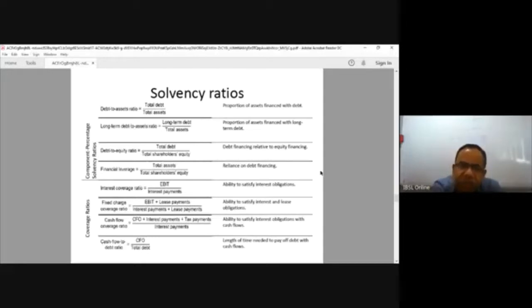The next ratios we are coming to are the solvency ratios. Solvency is what? Whether the business is solvent, right? Whether the business can repay the debts, repay the loans taken. So we look at their repayment capacity, short term to long term, with various ratios.